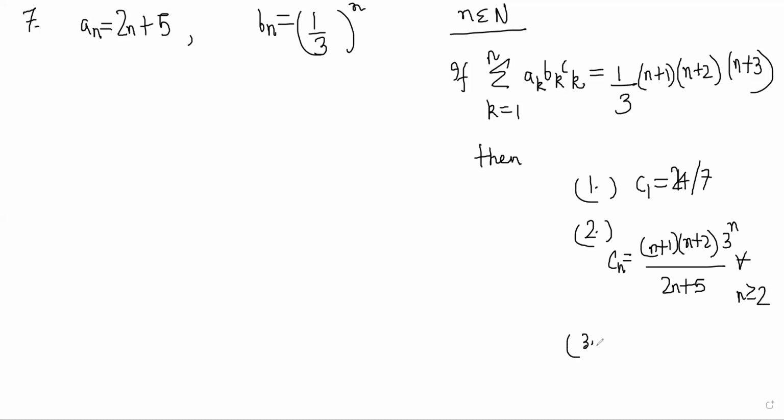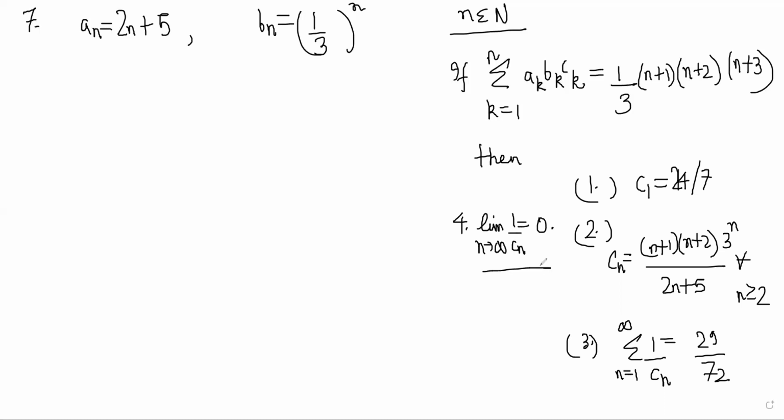And the third one is sum of reciprocals of Cn. Sum of reciprocals of Cn from n equal to 1 to infinity is 29 by 72. And the fourth option is limit of n tends to infinity, 1 by Cn is 0.